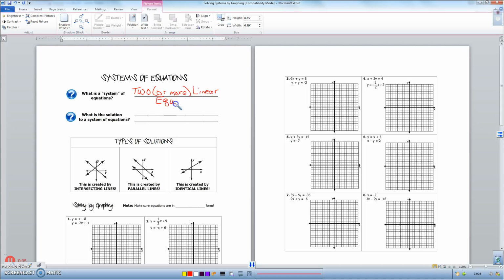Now everybody should know what linear means. That means we're going to be graphing a line. Okay? So the two or more linear equations.